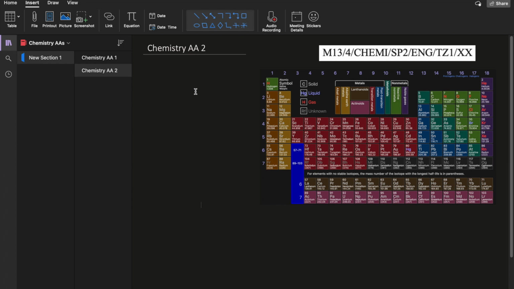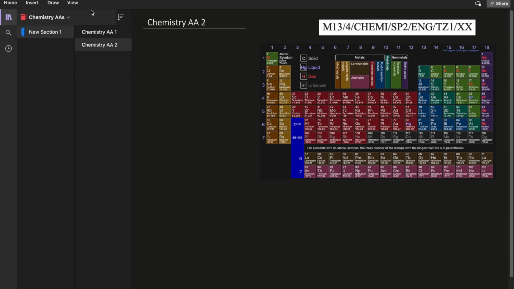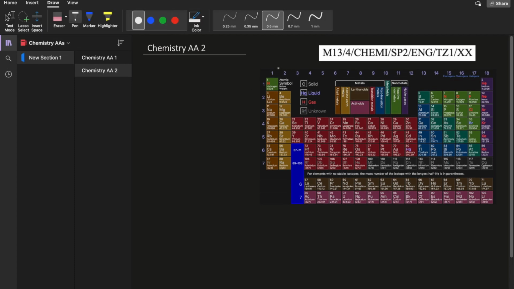So the first part of the question asks us to describe and explain the trend in atomic radius across period 3. So, as you know, these numbers up here are what are called groups, and these numbers on the side here are known as periods. So this question is asking us to focus on period 3.